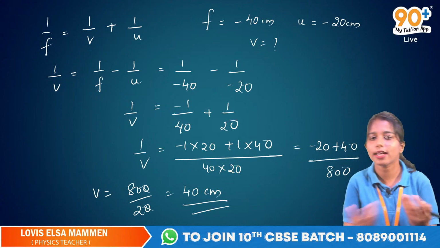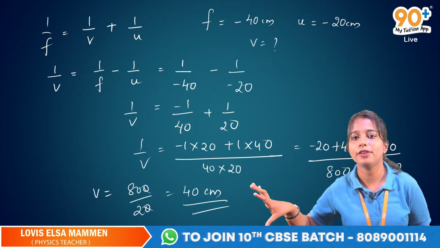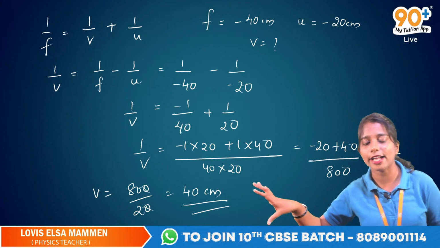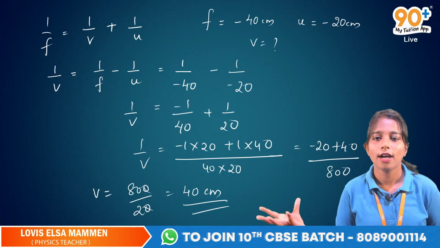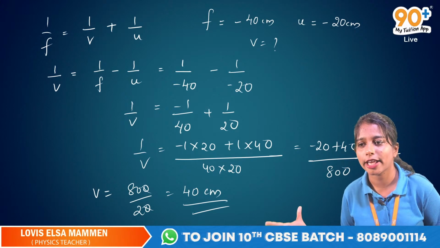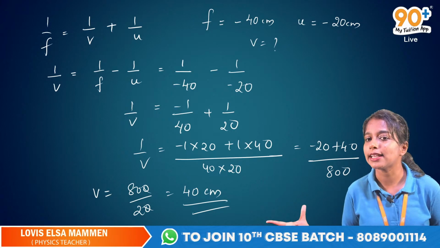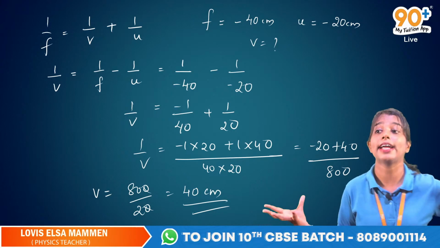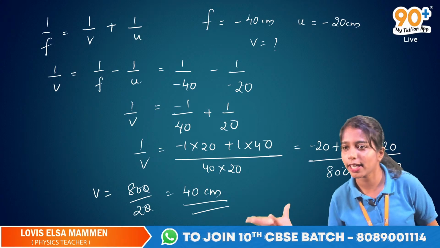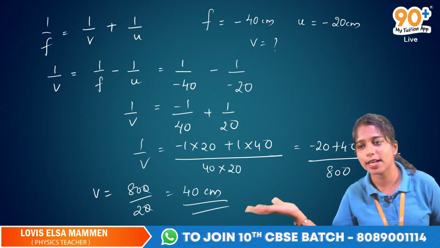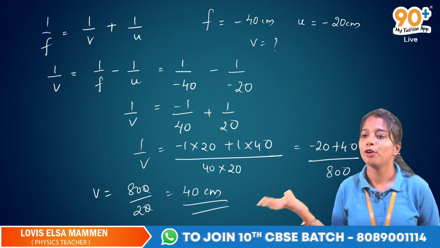We were asked to find where the image is formed. The value is 40 centimeter. So if you look at the value itself, you can see that it's a positive value. Okay, so this is the last case of a concave mirror. In that case, you will be getting the image to the right of the mirror. Those to the right will be positive values. So v is equal to 40 centimeters.